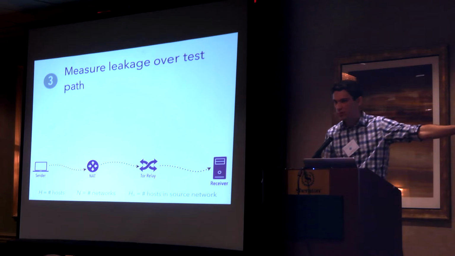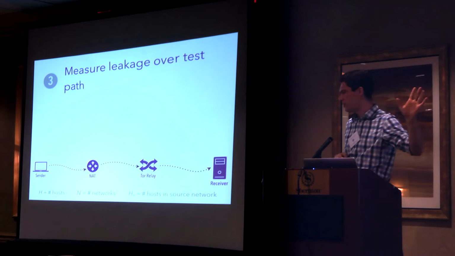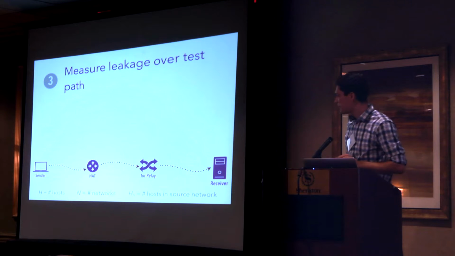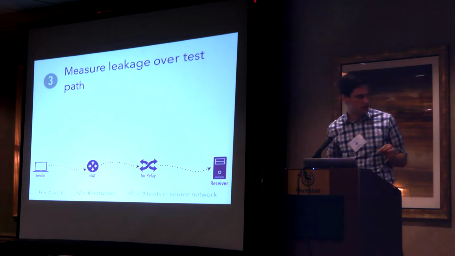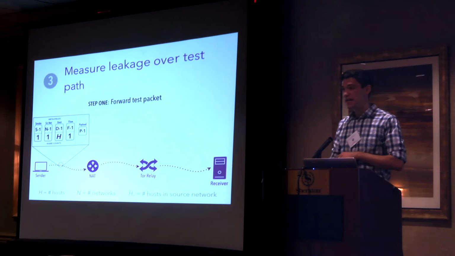Let's say we have this simple path. We're sending through a NAT and then a Tor relay. Just pretend we have a single Tor relay in our path. And the adversary has a vantage point on each link, so the links are colored red to represent that. We're going to start by forwarding a test packet.